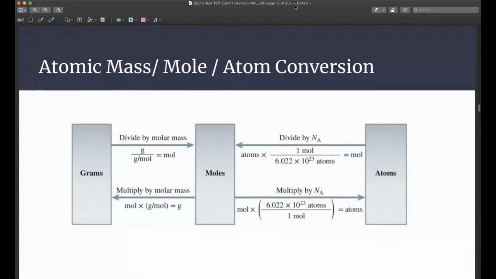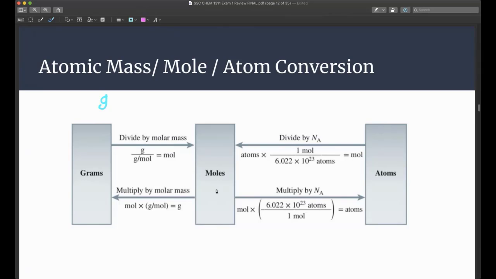So we're going to change gears and talk about the atomic mass, mole, and atom conversion. What this means is that you can think of a mole as a measurement unit, where a mole of something has 6.022 times 10 to the power 23 atoms, which is known as Avogadro's number. And so it's related by these conversions. And how do you convert them? Well, you do that dimensional analysis we were talking about earlier, where if we have grams and we divide by molar mass, we're going to get moles, because the grams are going to cancel out and leave you moles.